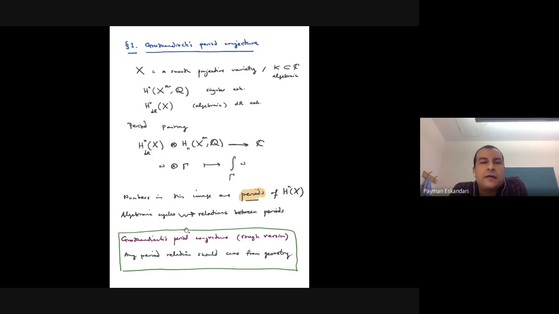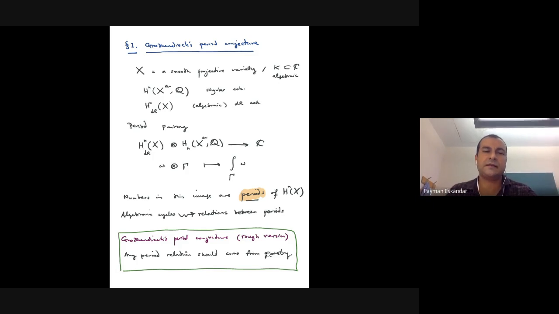Now, algebraic cycles. For this, I put the word projective there because I wanted to mention algebraic cycles. Up to here you don't need projectivity, but if I add the word projective, algebraic cycles on X and powers of X lead to algebraic relations between periods. And Grothendieck's period conjecture, the rough version of it, which explains the intuition behind it, is that any algebraic period relation should come from geometry. So geometry leads to relations, and the conjecture is that all relations should come from geometry.